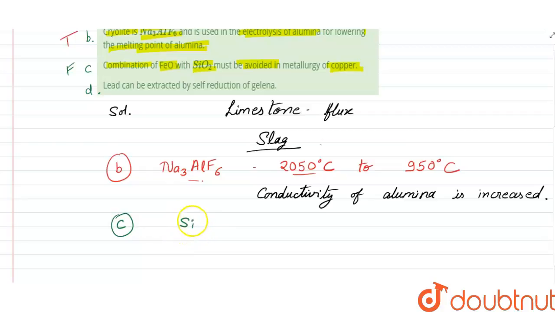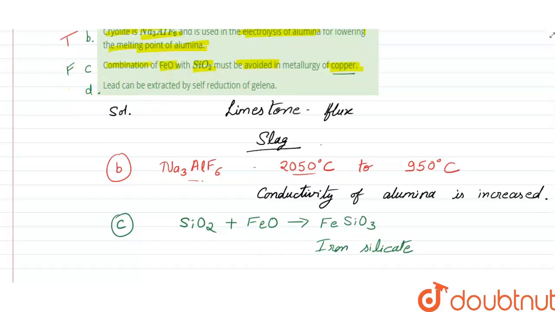An acidic substance, that is silica, is added, and that can combine with the iron oxide, and this impurity can be removed from the ore in the form of iron silicate. Okay, that is iron silicate. So in the form of iron silicate, we can remove the impurity of iron from the ore of copper. So this statement is false here.